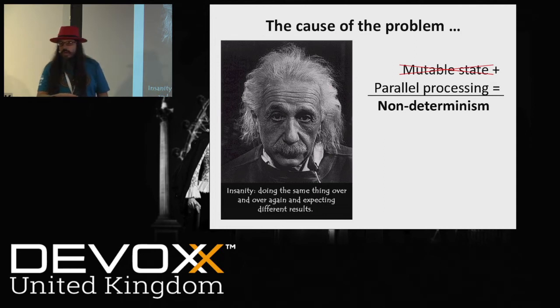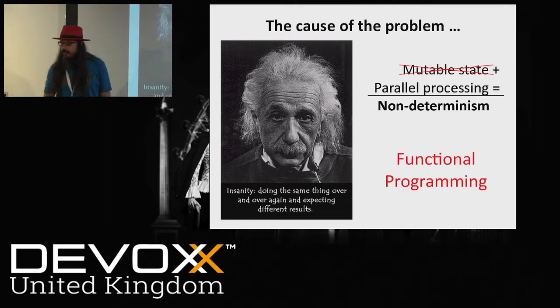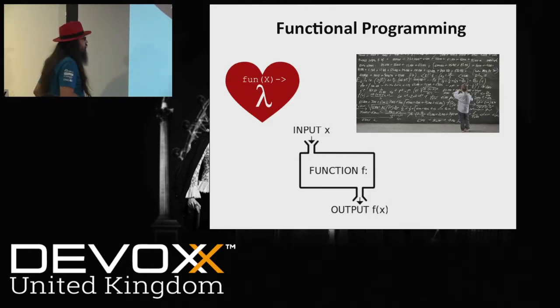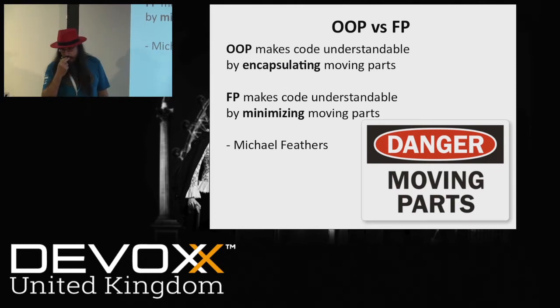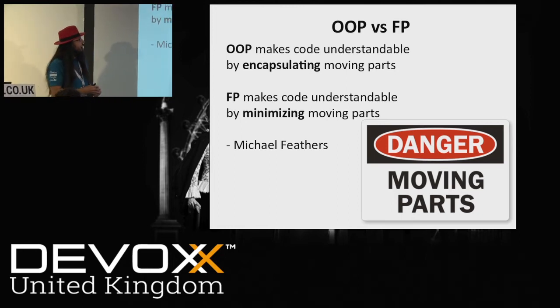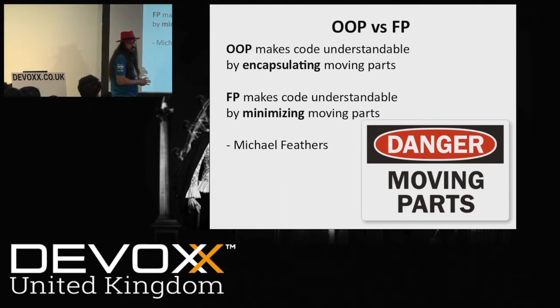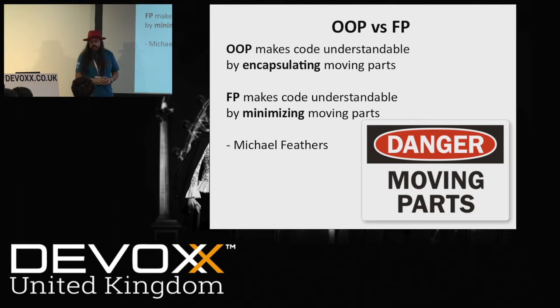So what I want to avoid is mutable state, okay? And avoiding mutable state, trying to keep everything immutable, of course, leads to functional programming. Okay, that is the next topic of this talk. So what is functional programming compared to object-oriented programming? I think this is the best definition of the difference between the two. With object-oriented programming, you try to master the complexity by encapsulating the moving parts, the mutable state, while with functional programming, you try to minimize them, to avoid them altogether if possible.